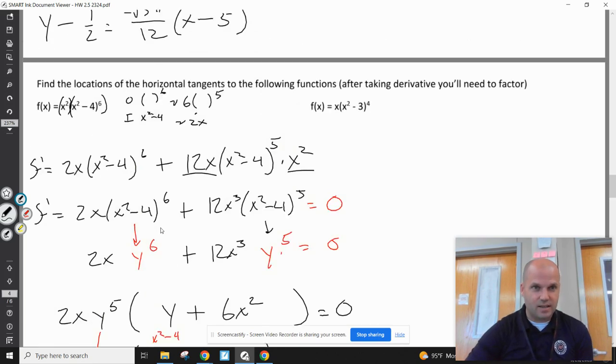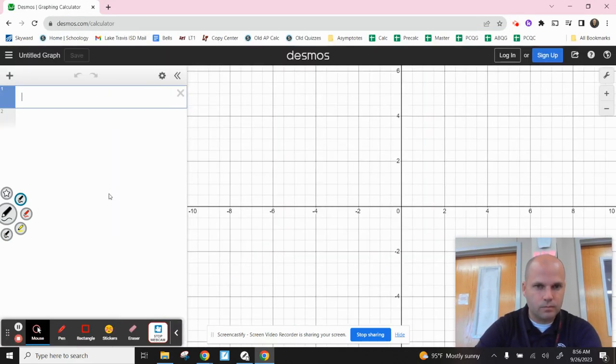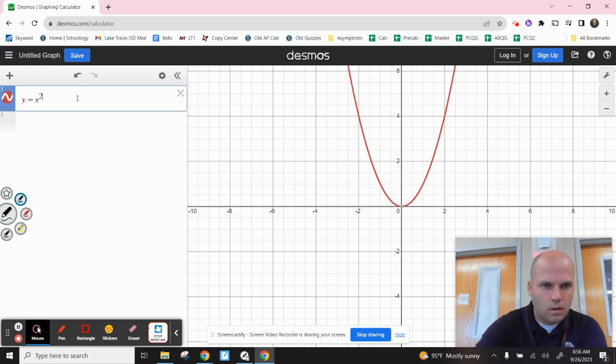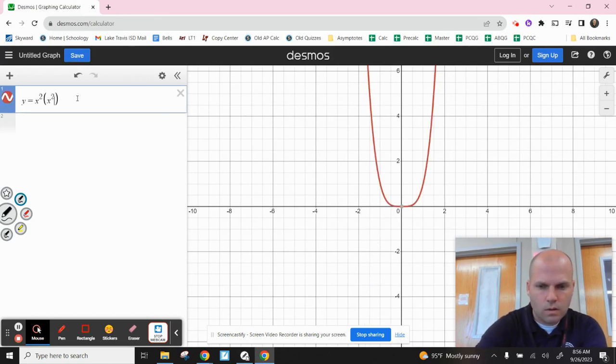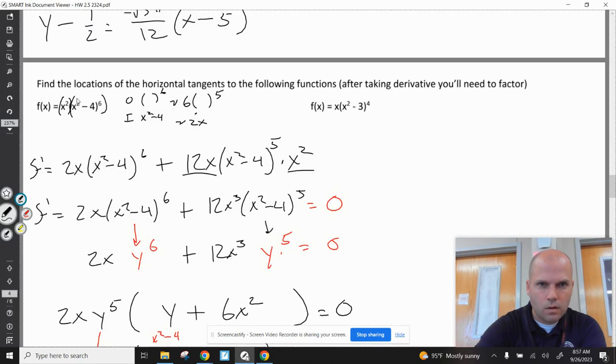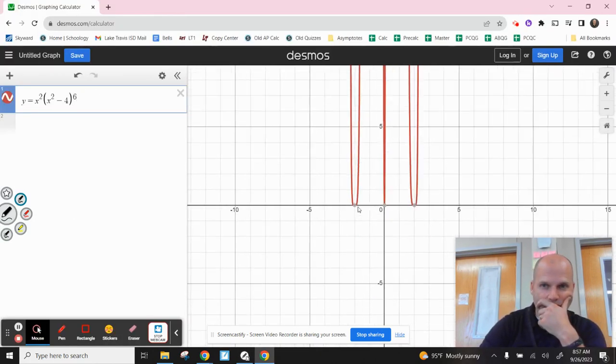If I looked at that function, I'm just going to do it. Desmos slows down my computer, though. To the 6th. Okay.